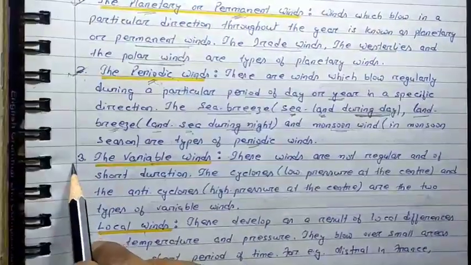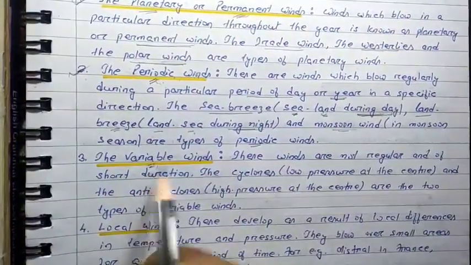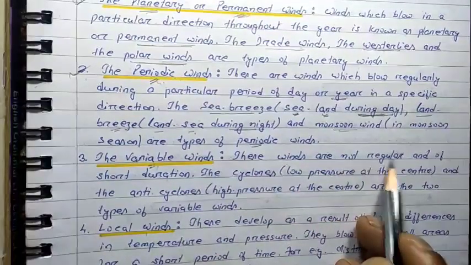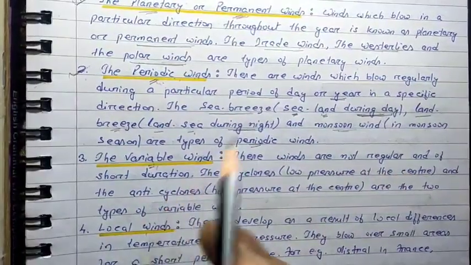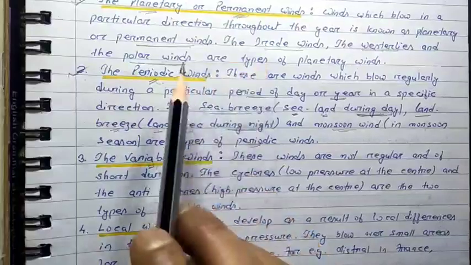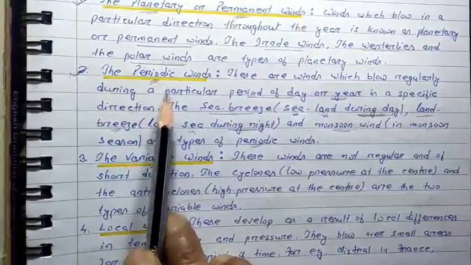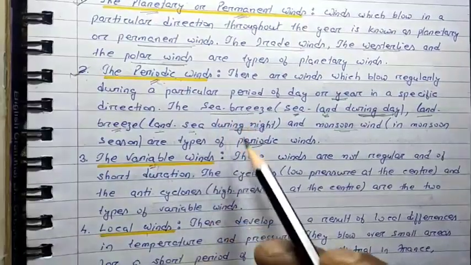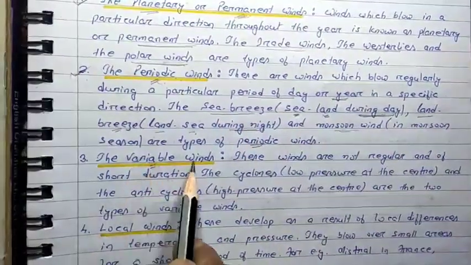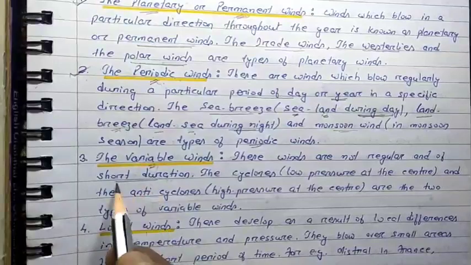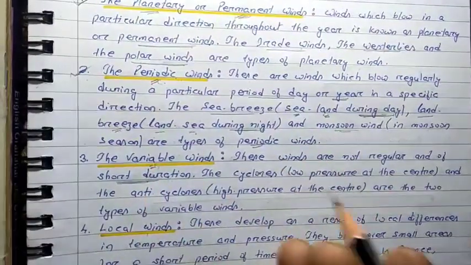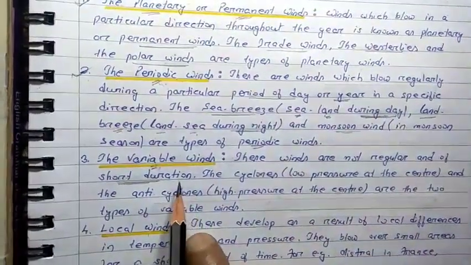The third one is variable winds. Variable winds means these winds are not regular and are of short duration. You can see here, permanent winds constantly blow throughout the year in a specific direction. Periodic winds continuously blow for a particular period, but variable winds are of very short duration. We can say within a short duration they keep changing their direction.